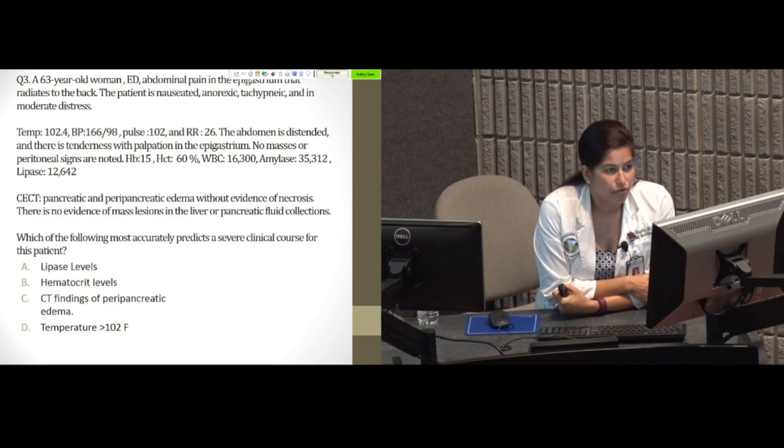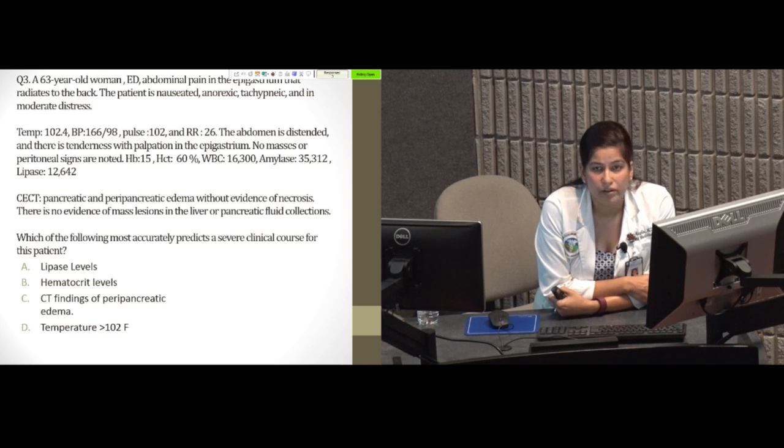All right, so a 63-year-old woman in the ED is seen. She has abdominal pain in the epigastric area radiating to the back. Patient is nauseated. She's anorexic, tachypneic, and in moderate distress. So she's a sick patient. Her temperature is 104. Blood pressure is high. She's tachycardic. She's tachypneic. Abdomen is distended, and there is tenderness with palpation in the epigastric area. There are no masses or peritoneal signs noted at this point.